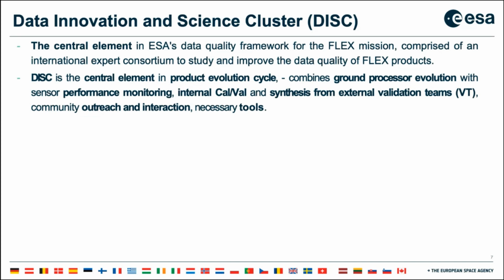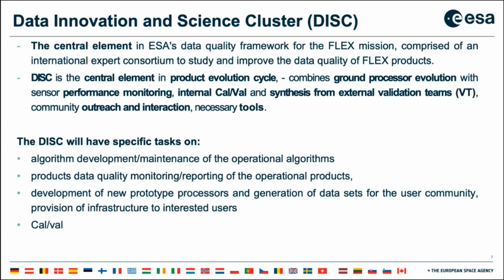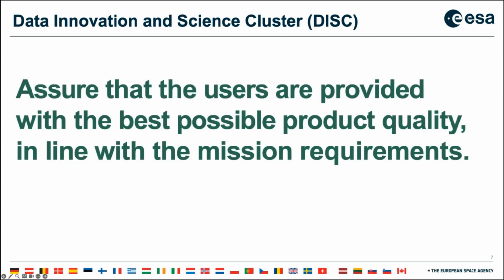It is also the central element in the product evolution cycle, combining ground processor evolution with sensor performance monitoring and CalVal and other activities. It will have specific tasks on algorithm development and evolution of the operational processors. It will have tasks related to product data quality monitoring, development of new prototype processors and generation of new datasets for the user community, but also tasks on CalVal. And put in a very simple sentence, the main goal is to assure that the users are provided with the best possible product quality in line with the mission requirements.